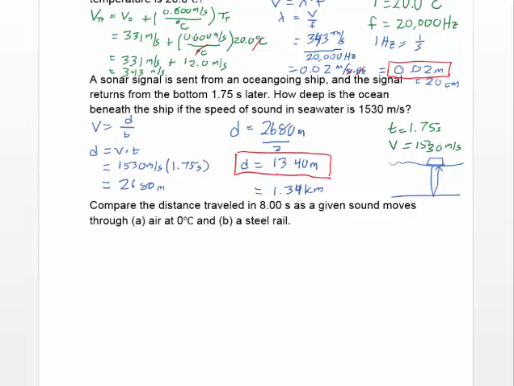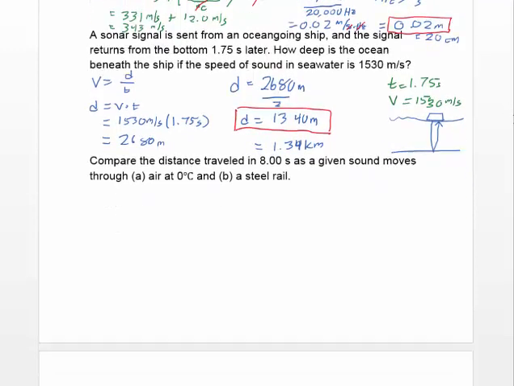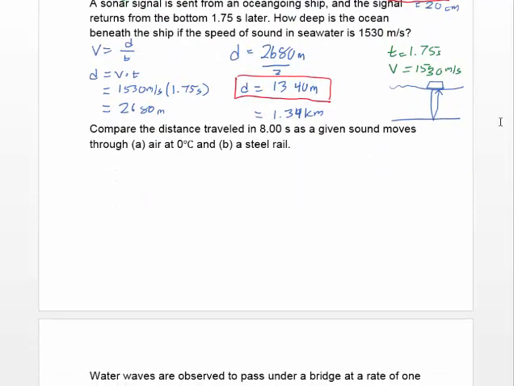Our third problem has us look at two different distances traveled by sound. We're going to look at it traveling through air and traveling through a steel rail. So let's write down what we know. First of all, we know the time that we're talking about is 8.00 seconds. Now we know velocity. We know that the velocity in air at 0 degrees Celsius is 331 meters per second.